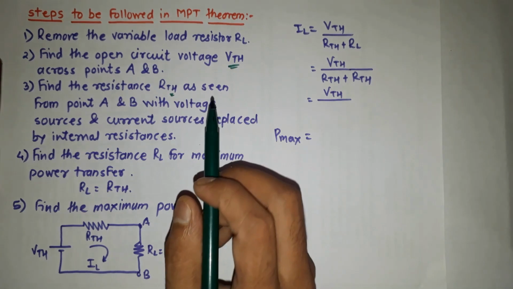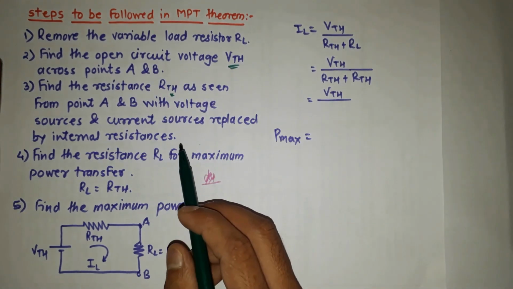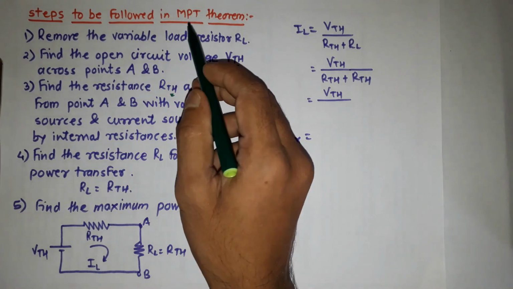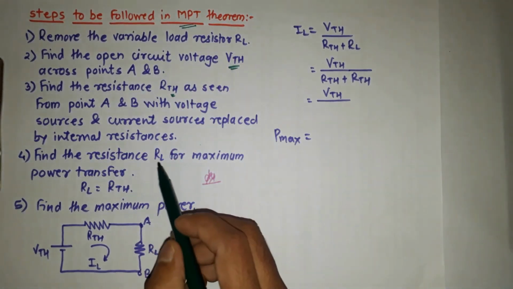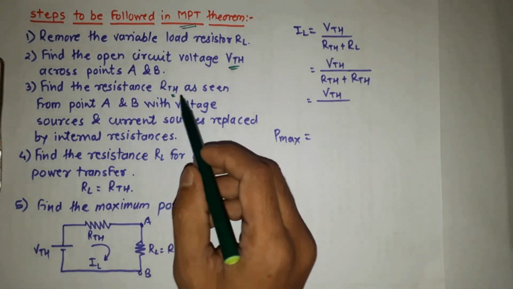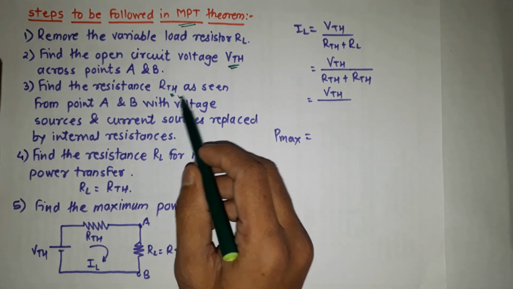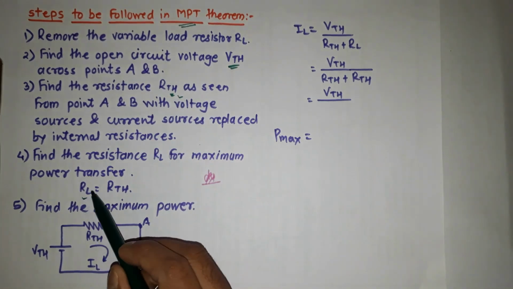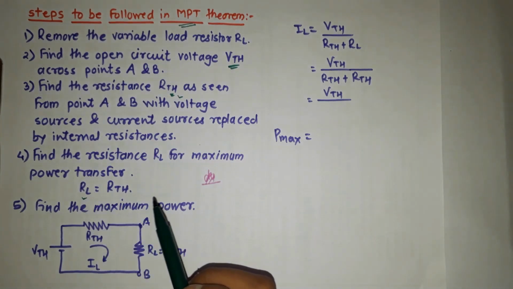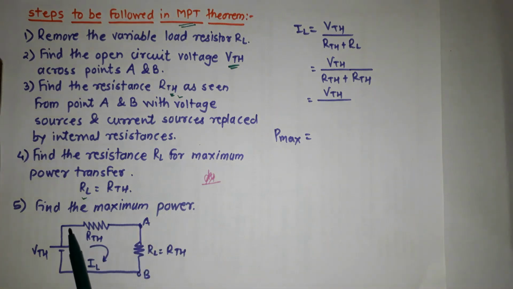and find out the RTH. After finding the RTH, we know that in the maximum power transfer theorem RL should be equal to the RTH. So the value found for RTH, we are equating it with the load resistance RL, so RL is equal to RTH. Afterwards, to find the maximum power, we are replacing it with the Thevenin's network. So VTH, RTH in series with the load resistance, which is also the Thevenin's resistance. So RTH and RTH are in series, and we know the formula.